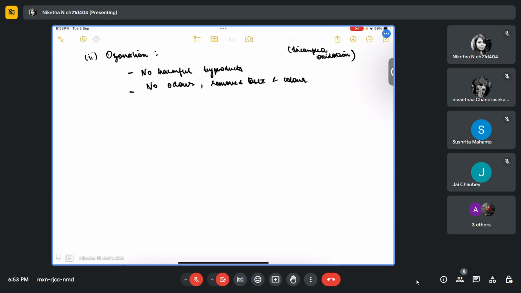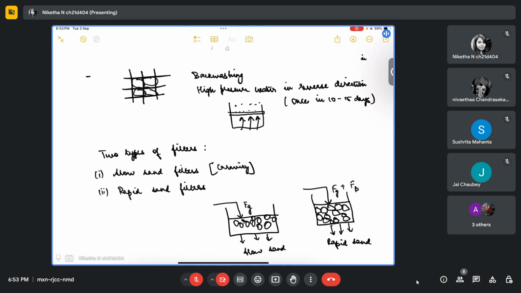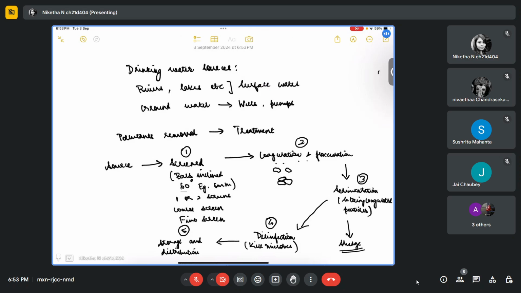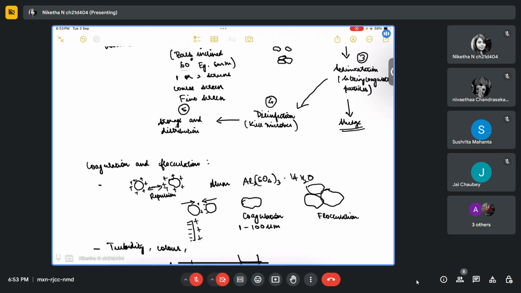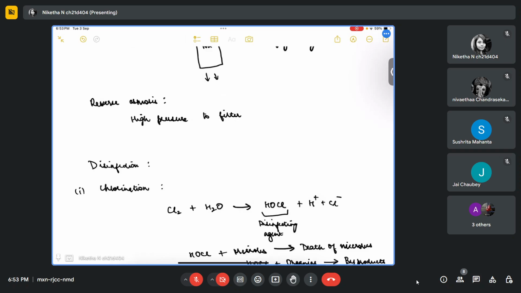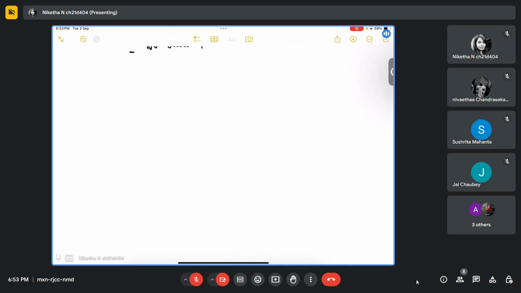Okay. So till now we have seen the treatment processes which are used for surface water. So we saw screening, coagulation, flocculation, sedimentation or settling, and then disinfection. So now we will see the treatment processes for groundwater.